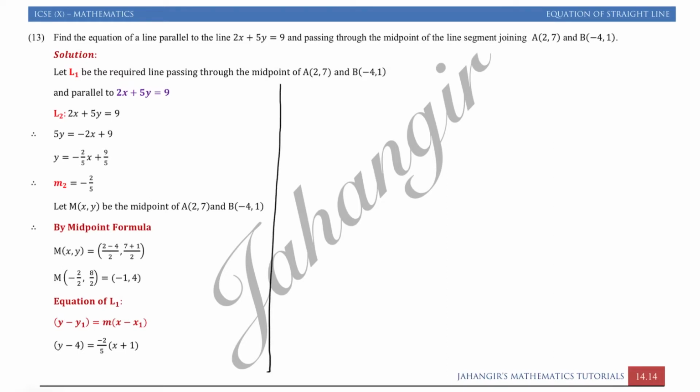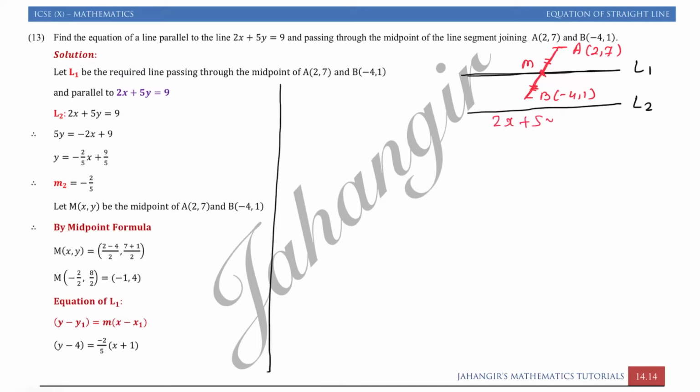Find the equation of a line. This is line L1. We have to find the equation of line L1, which is parallel to one more line, that is L2, and our required line passes through the midpoint of A and B. The coordinates of A are 2, 7 and B are minus 4, 1, and let's say the midpoint is M. Our line divides AB into equal halves, and the equation of L2 is given as 2x plus 5y is equal to 9.